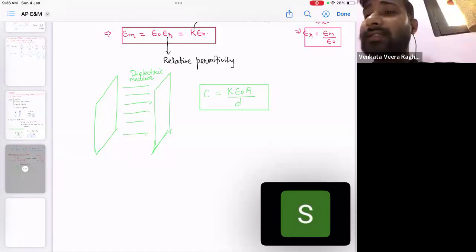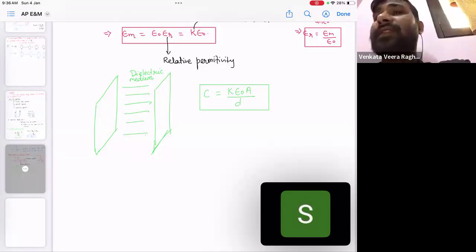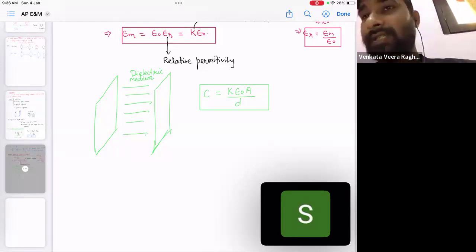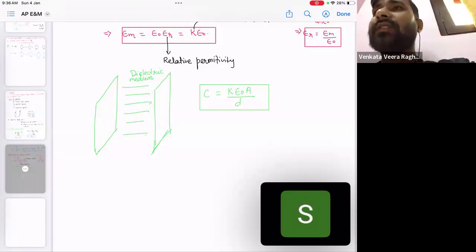Sometimes we will partially fill it. Let's say the separation between the plates of the capacitor was 5 centimeter. 3 centimeter we filled with a dielectric, and 2 centimeter we kept as vacuum only. Then what will be the new capacitance? That also we will discuss, but for that we need to discuss the series and parallel combination of capacitors. So a little bit later we will do it. Okay.